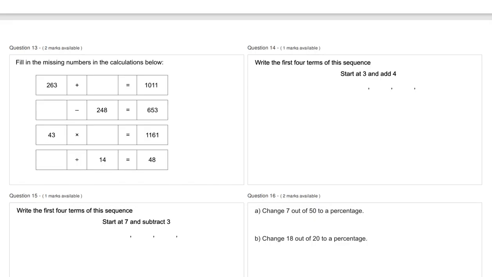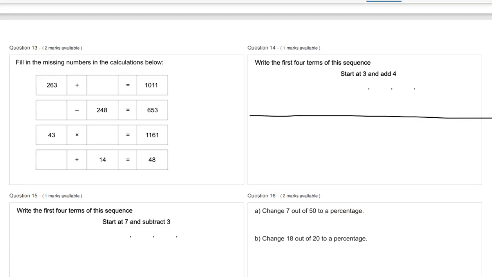Okay, number 14. We want to write the first 4 terms of this sequence. Start at 3 and add 4. Let's imagine I had the sequence start at 6, add 3. I would put 6 as my first number, and then add 3 every time. So I would get 9, 12, and then 15.